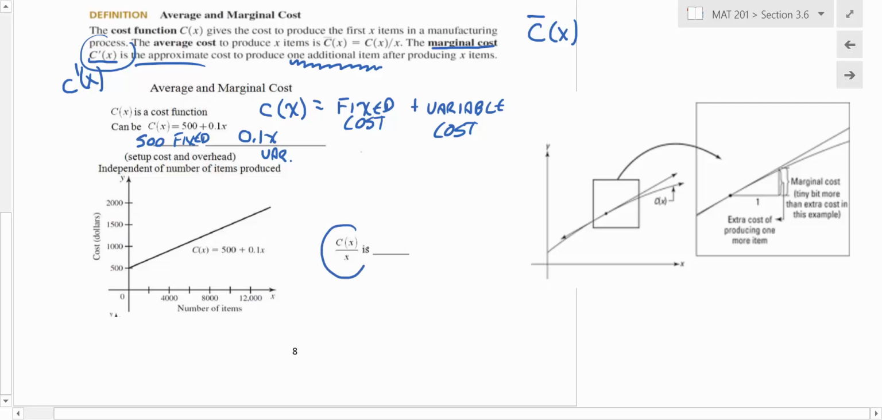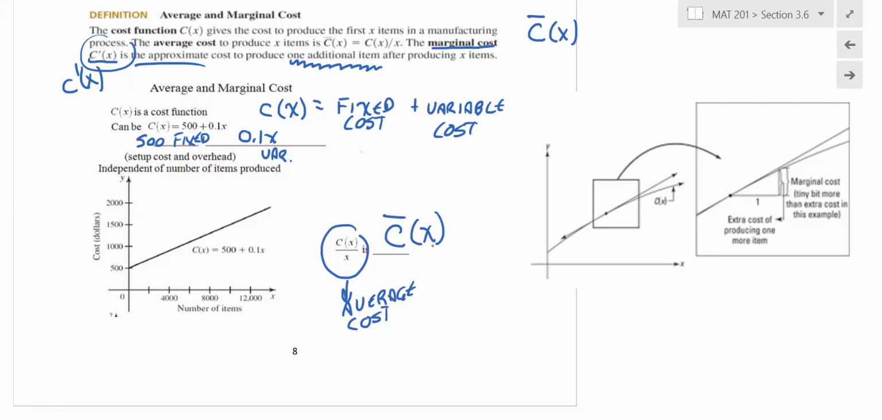Okay, this piece right here, we call that the average cost. That's just a formula for average cost. So we write that as C bar of X, like that. Anytime you take the cost and divide it by the number of items you're producing, that's called the average cost. That's what averaging is. It's taking all the cost of running your business and dividing it by how many things you're producing or selling, and that gives you an idea of an average, okay?